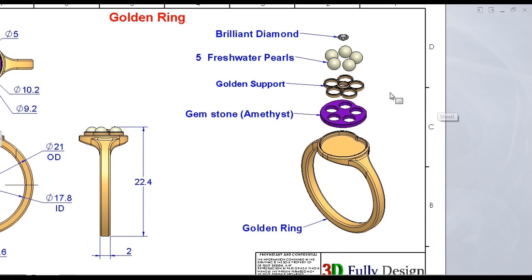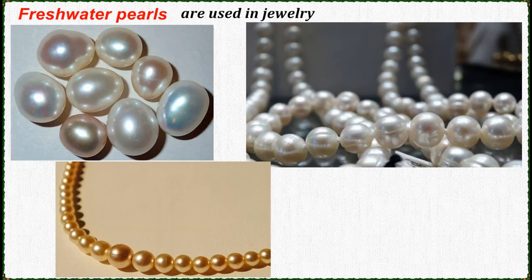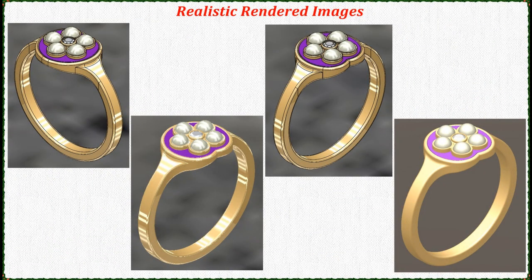Ring ID is 17.8. Amethyst gemstone is a purple variety of quartz used in jewelries. Some reference pictures. Freshwater pearls are used in jewelries. Some reference pictures. And ultimately 3D realistic rendered images.